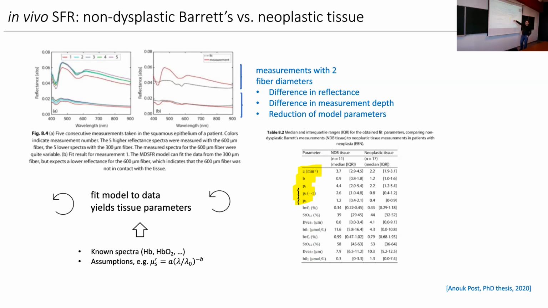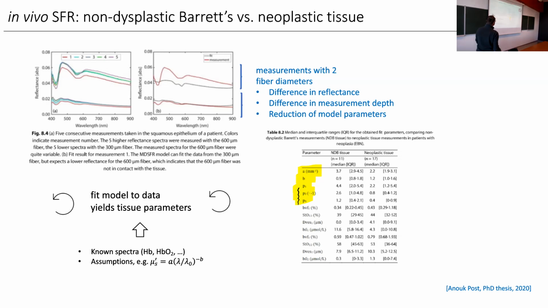And then there are a number of physiological parameters. This is a two-layer model, so we have the blood volume fraction for layer 1 and layer 2. We have oxygen saturation for layer 1 and layer 2. We have the effective vessel diameter in layer 1 and in layer 2, and bilirubin concentrations. All these have been fitted. These all are part of this empirical model, so these are all things that come out of the fit.